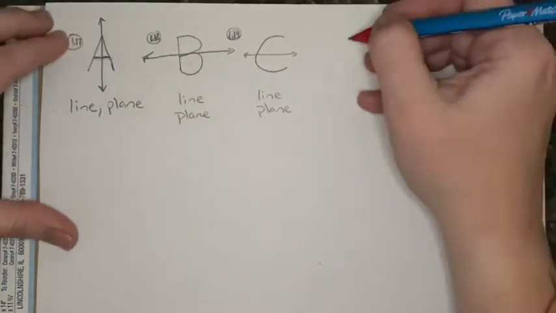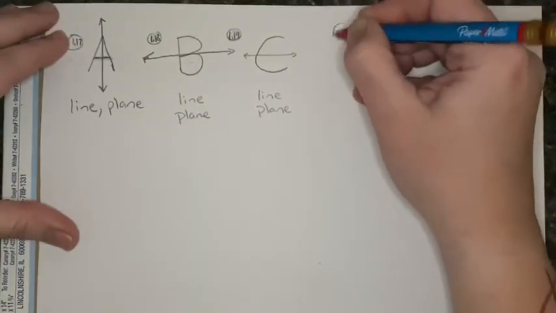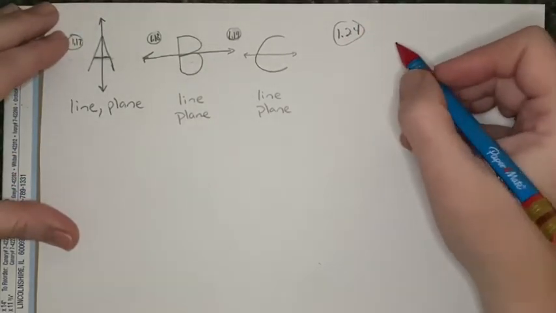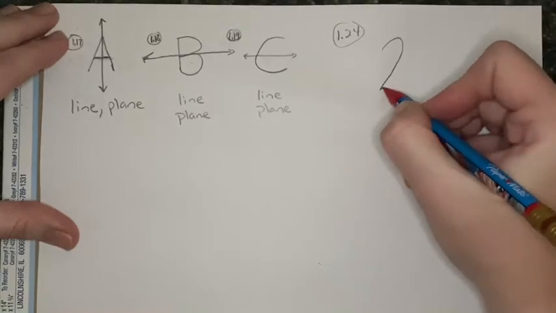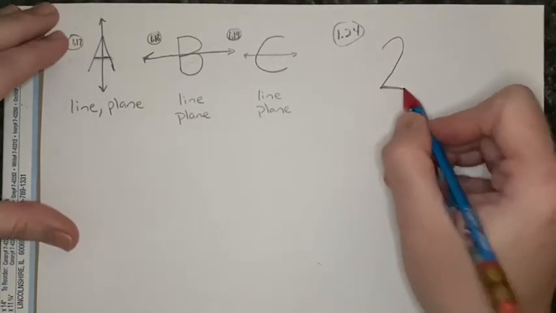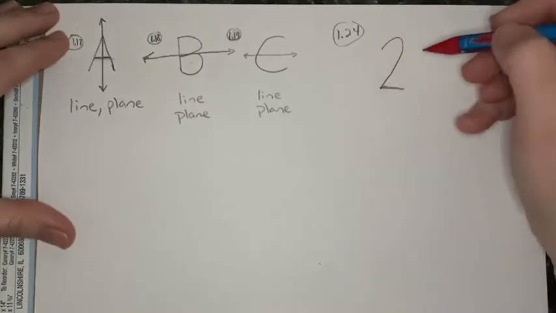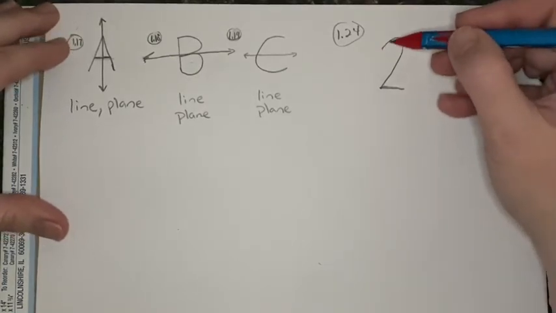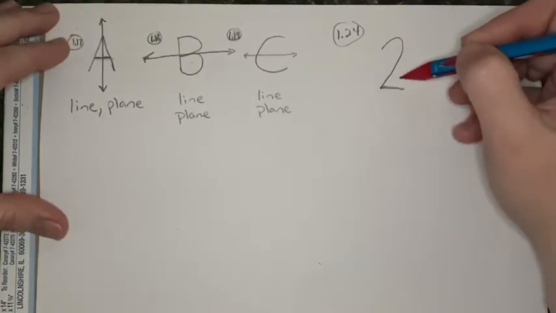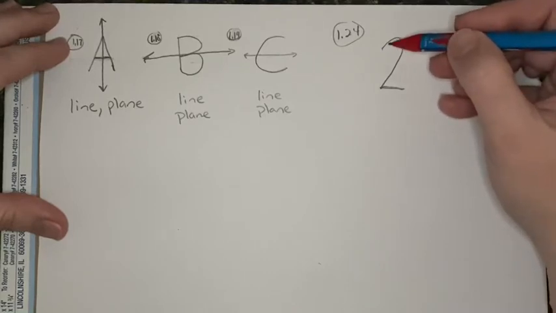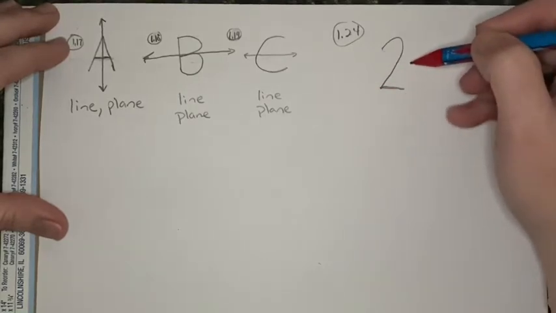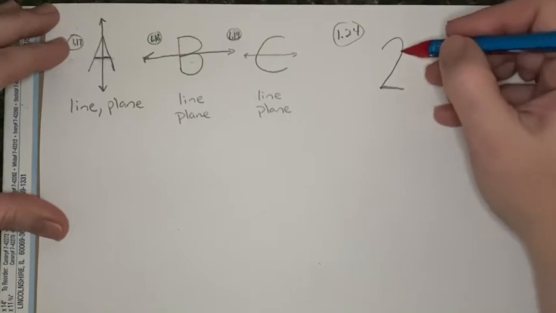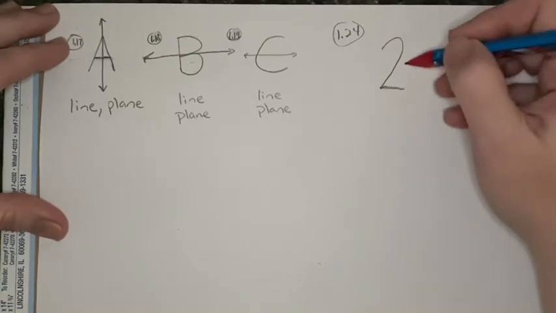If we look at number 1.24, for this one, they give us the letter 2. If we look at our letter 2, try to think of where we could put a point of symmetry. A point where every point is equal from that given point. That's not going to work with the number 2.